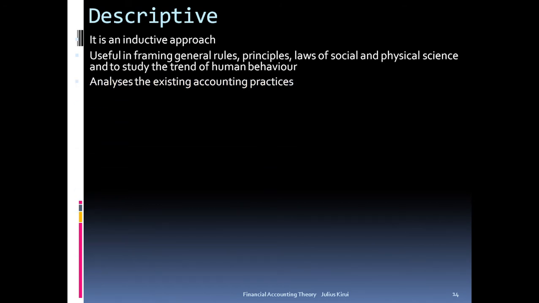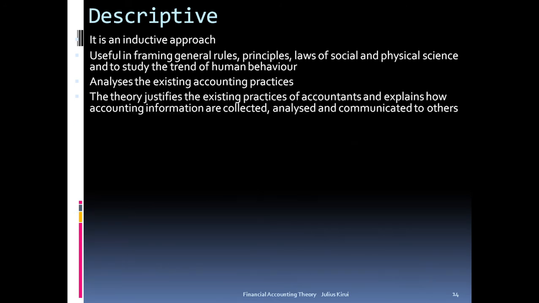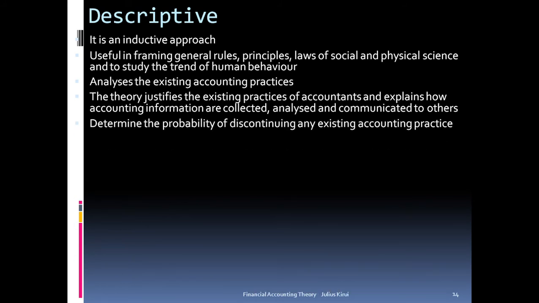Analyze the existing accounting practice. So there is analysis of the existing practice, which will give us prediction and explanation. The theory justifies the existing practice of accountants and explains how accounting information is collected, analyzed, and communicated to others. Determine the probability of discontinuing any existing accounting practice. So at the end, we'll be able to make a conclusion whether to continue a particular practice in accounts.